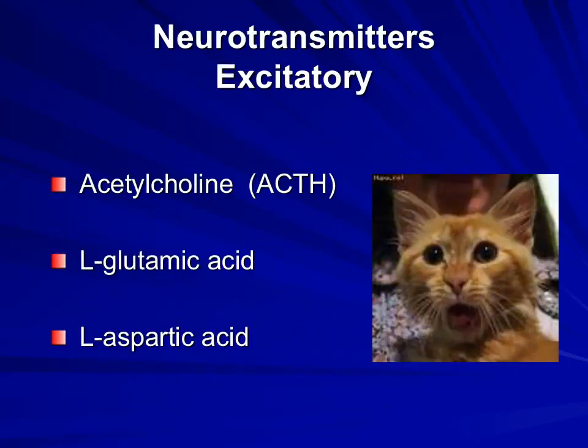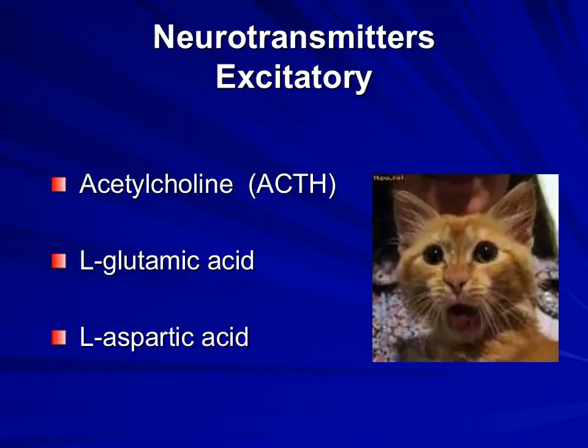So we have lots and lots of neurotransmitter substances. They always make us memorize, though, 3 of the main excitatory substances and 3 of the main inhibitory substances. Well, acetylcholine, or ACh, is on both lists, so if you can name that one, you're good to go. Then the other 2 excitatory that they always want to make sure we know are L-glutamic acid and L-aspartic acid.